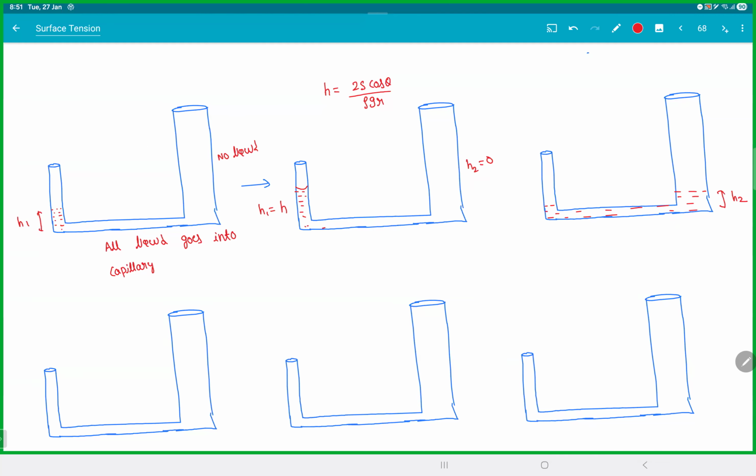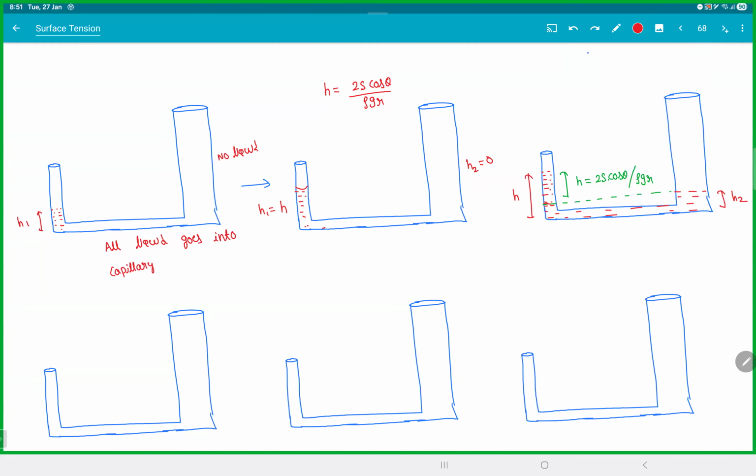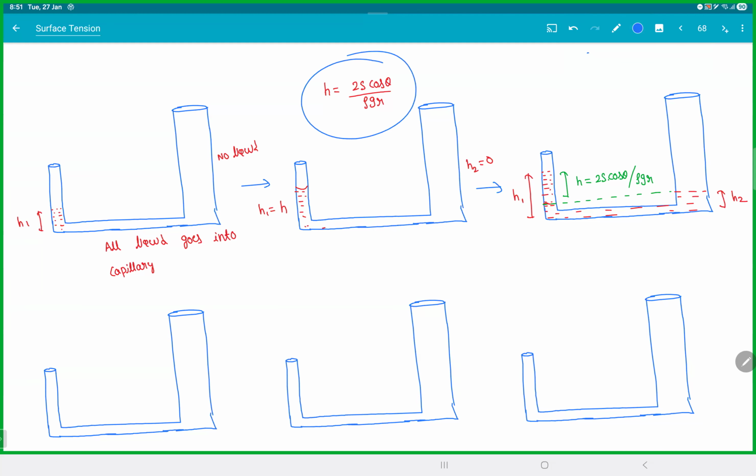Now, on top of H2, you'll get that extra height H. So this liquid which you will get here would be that additional height, which is 2S cos theta by rho gR. This will be the new height H1. That means the height of the liquid on the right side will start increasing once you cross this minimum level of 2S cos theta by rho gR.